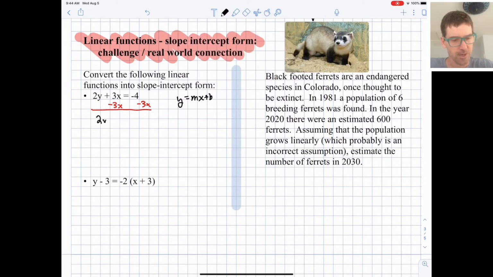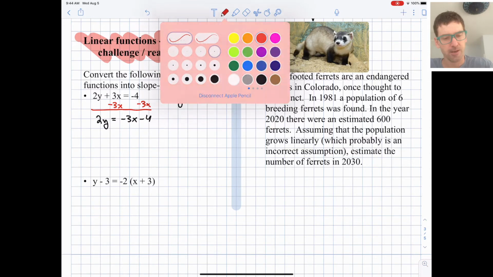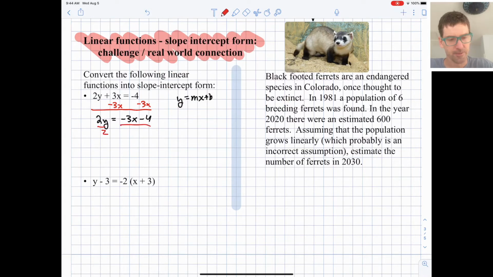We get a 2y. Remember, the negative 3x and the 4 are not like terms, so we need to write them out as separate terms. Okay, and then we can divide by 2. So we have y equals negative 3 halves x minus 2. Okay, remember, slope is, I think, a little more convenient to represent as a fraction if you have the option.